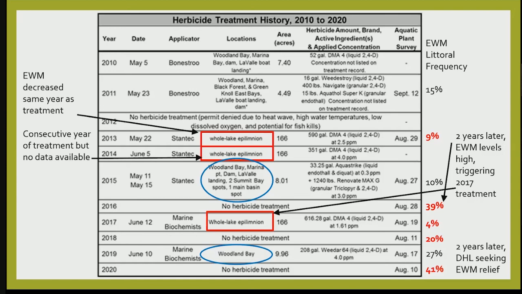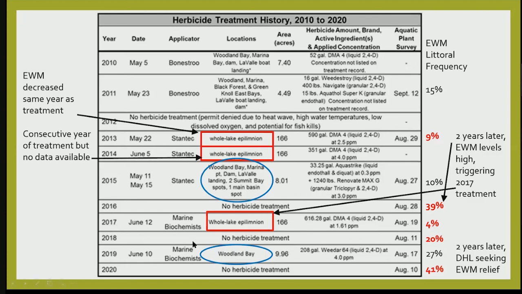The frequency still continued to increase to 27%. There was no herbicide treatment in 2020, and now we're at 41%. What I'm just trying to lay out is that the most recent round of whole lake treatment lasted for all of 2017. There was good control in all of 2017 and all of 2018, but by 2019, the milfoil was at levels of concern for Dutch Hollow Lake. It's my understanding it was at a level of concern for Dutch Hollow Lake residents.